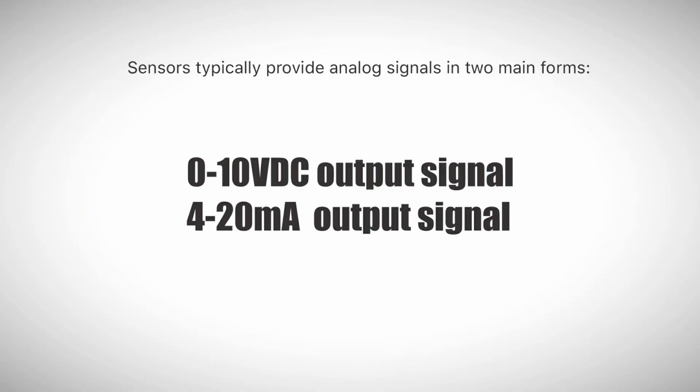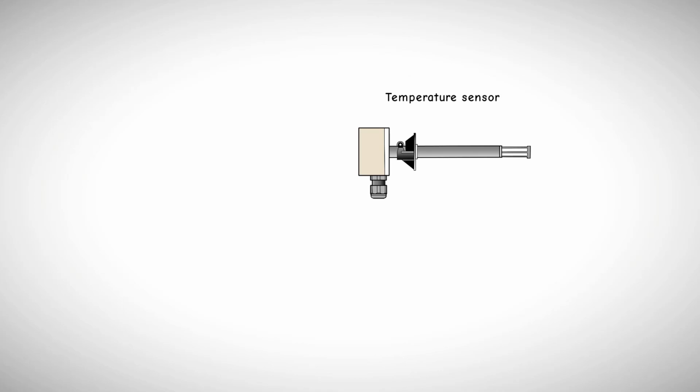Sensors typically provide analog signals in two main forms: 0 to 10 voltage output, and 4 to 20 milliamp current output. The voltage output from sensors is typically DC, or direct current, not AC, or alternating current, because most sensors measure static or slowly varying physical quantities like temperature, pressure, or position, and generate a steady, non-oscillating signal.